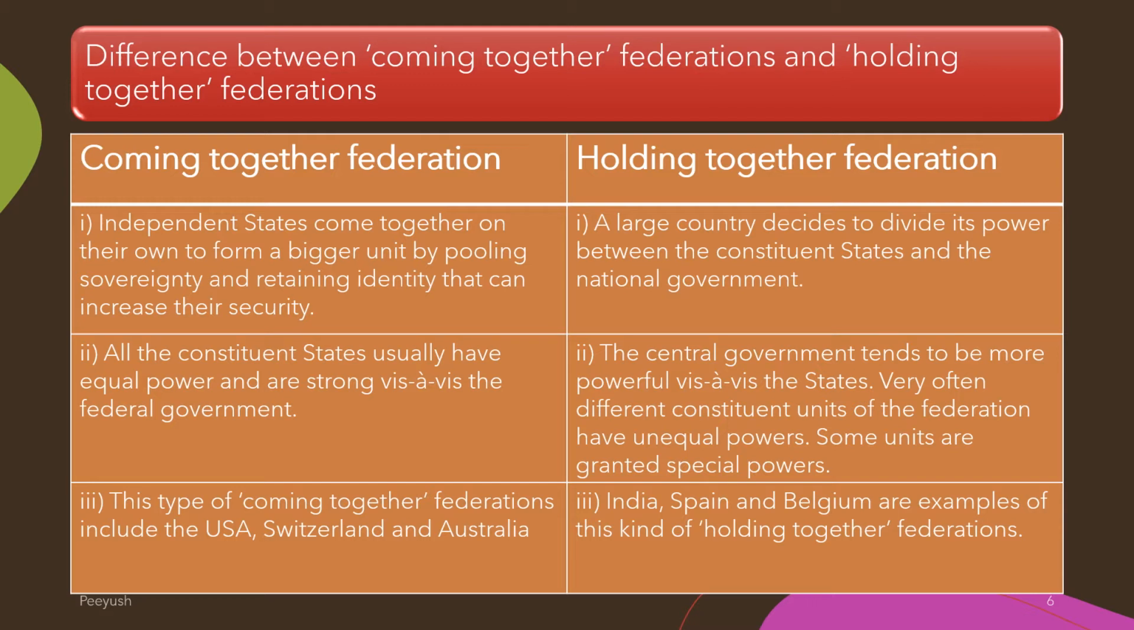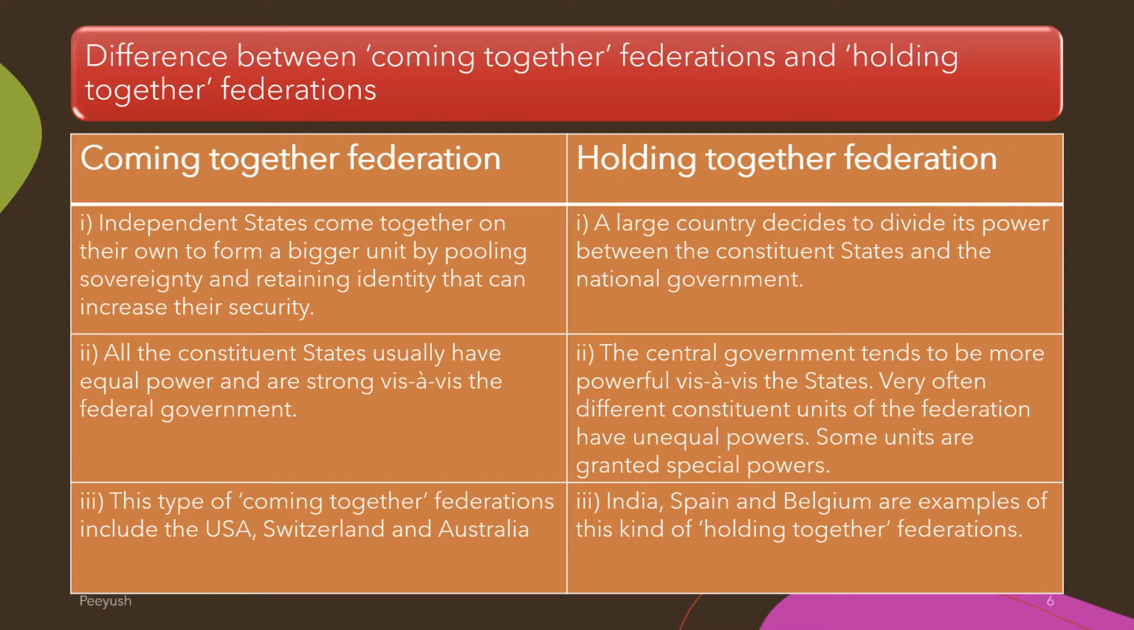In coming together federation, as the different states on their own come together and form a big nation, all the constituent states usually have equal power and are strong vis-a-vis the federal government. So the state governments are stronger in comparison to the federal government whenever we have coming together federation. However, in the holding together federation, like India, the central government tends to be more powerful vis-a-vis the states. Very often, different constituent units of the federation have unequal powers. Some units are granted special powers. We'll discuss in detail in the next class.